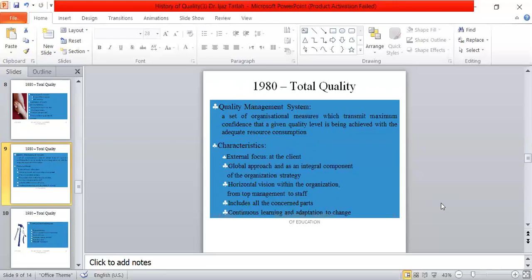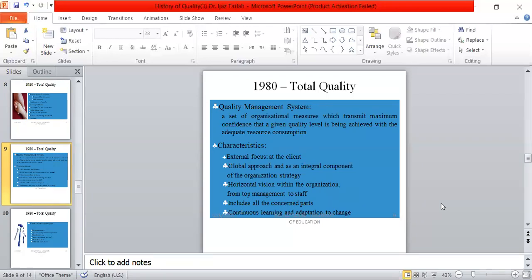Number one, external focus on the client. The system of total quality management demands total focus on the client's need. Global approach and as an integral component of the organization strategy, because the organization has to survive in the globe, so they focus on the global approach. Horizontal vision within the organization from top management to staff.